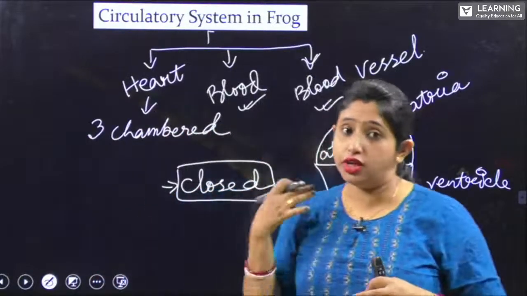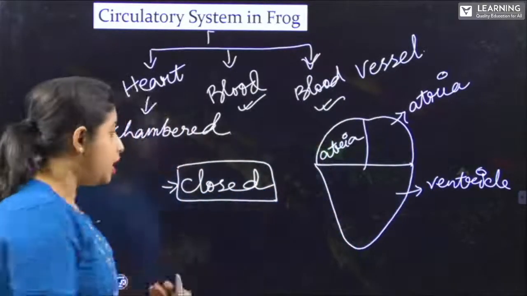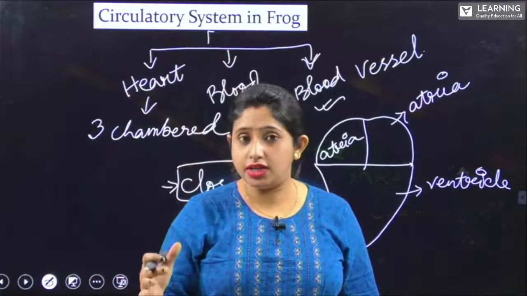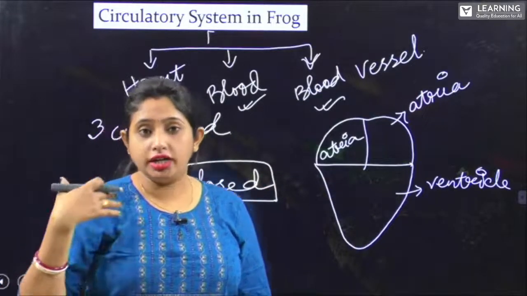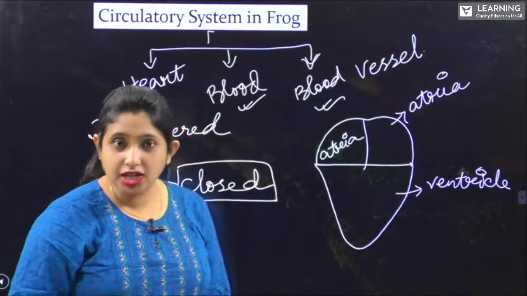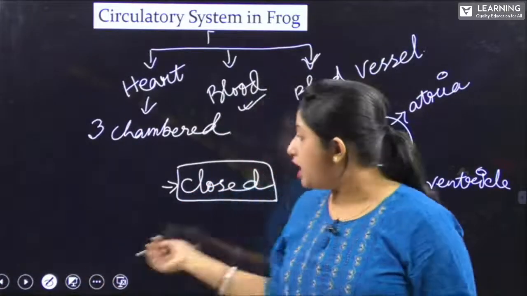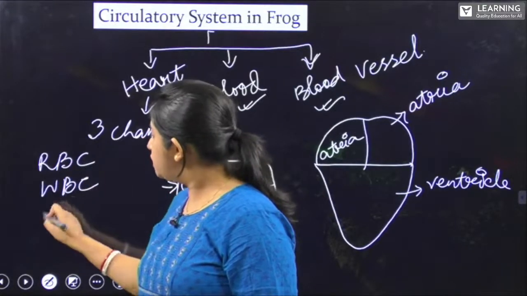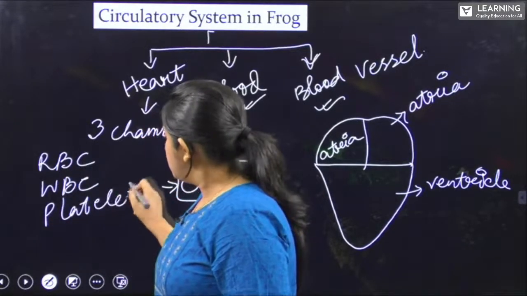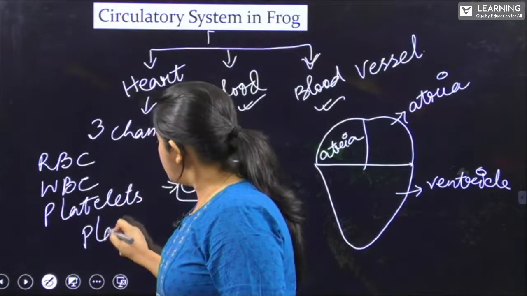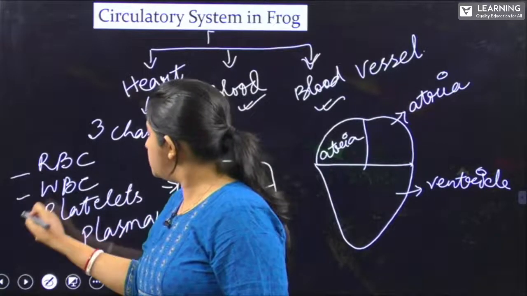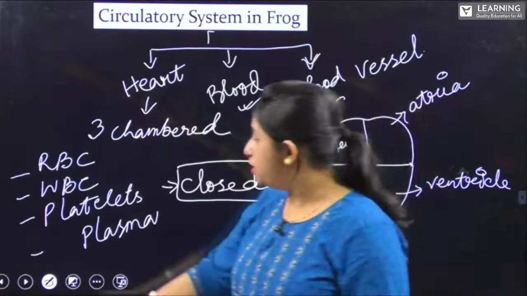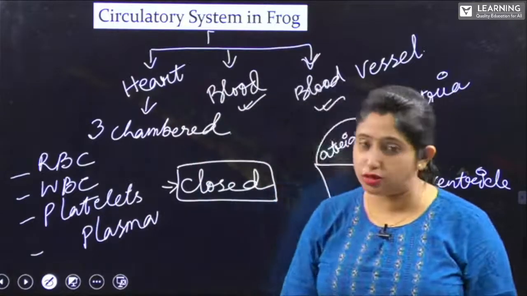So in case of frogs, talking about the blood, like in our blood, we have 4 components, isn't it? RBC, WBC, and then platelets and plasma. Similarly, in case of frogs also, they have components like RBC, WBC, then platelets and plasma. So all these components are present in their blood also. So this is about the circulatory system of the frog.